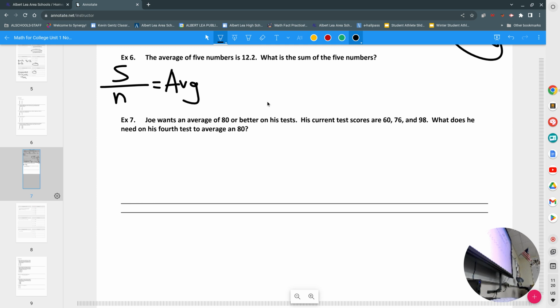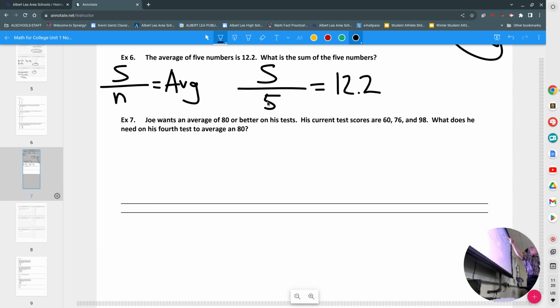Yeah, and if you look at this formula, the way that we calculate averages, we take, you guys said, the sum and divide it by the number to get the average. So let's look at what we have. It says, what is the sum? So we don't know the sum. Do we know the number of things that we're dividing or that we're adding up? How many is it? We're doing 5. Do we know the average? It's 12.2.